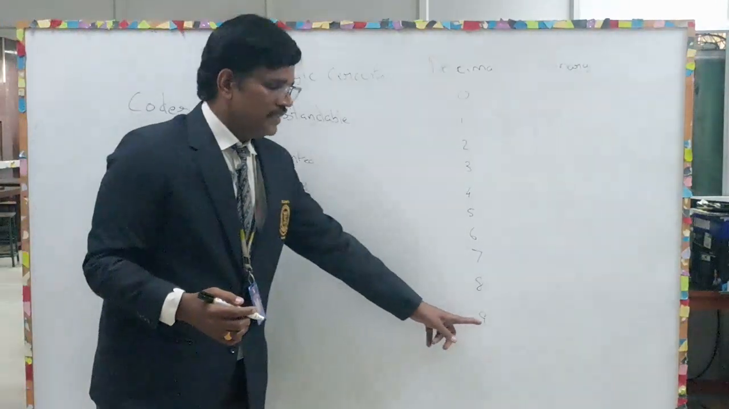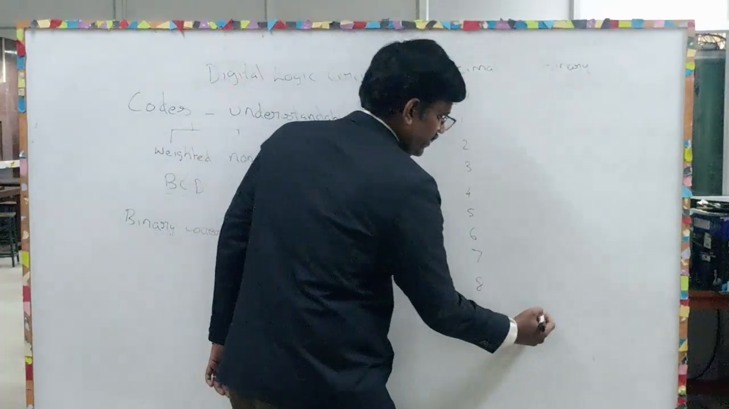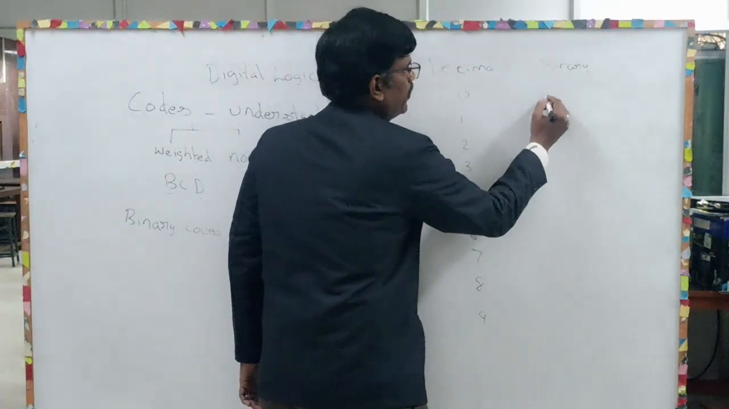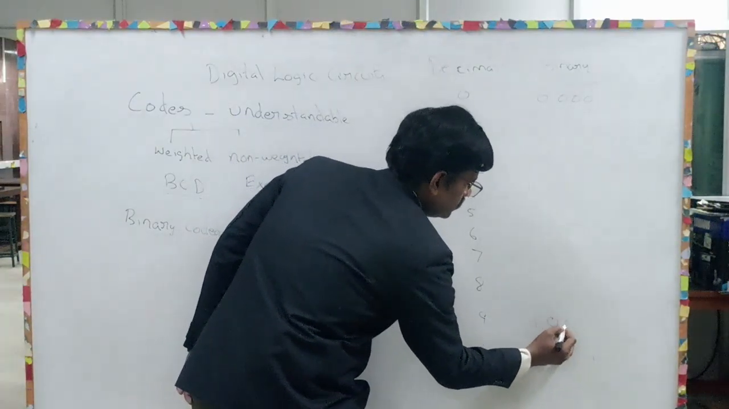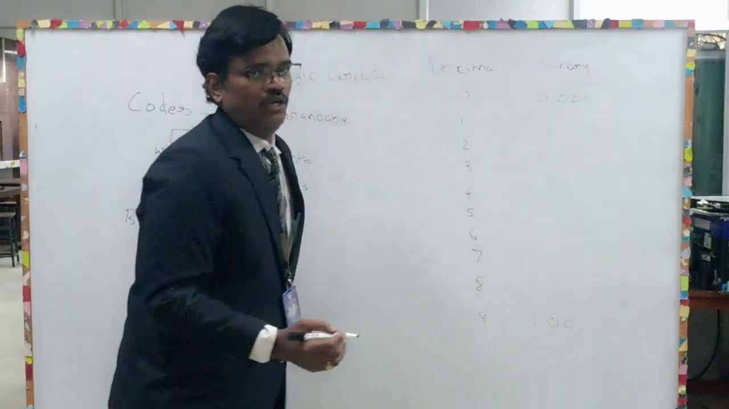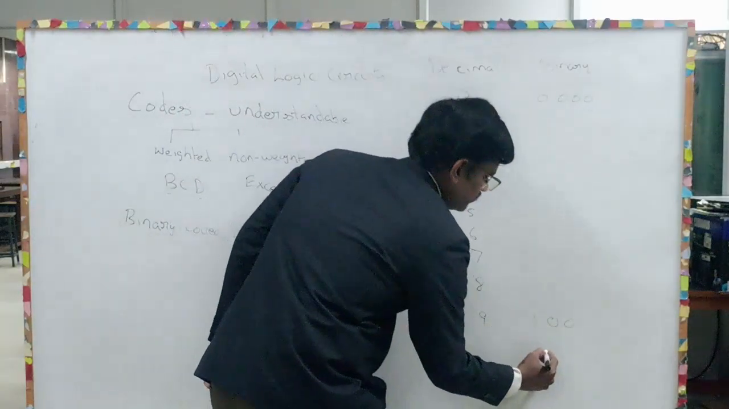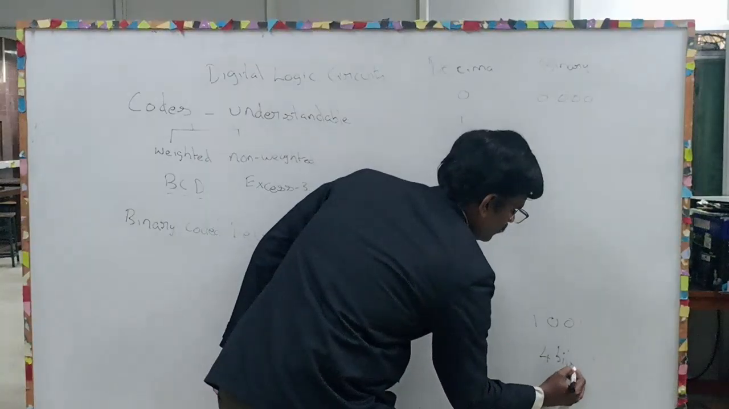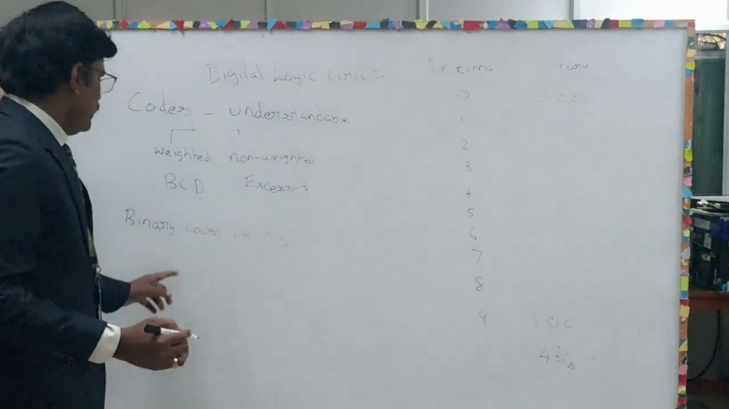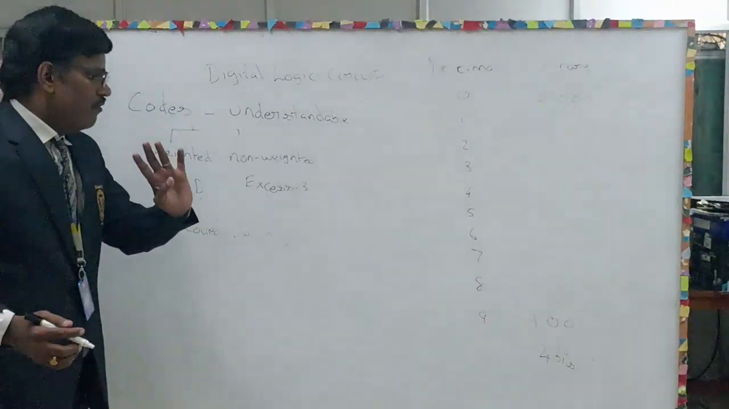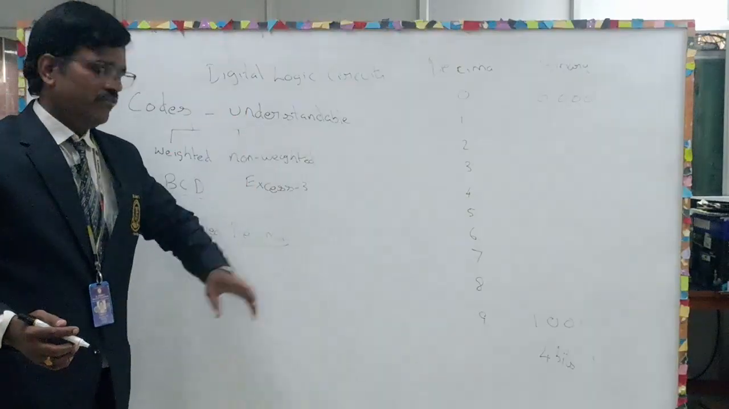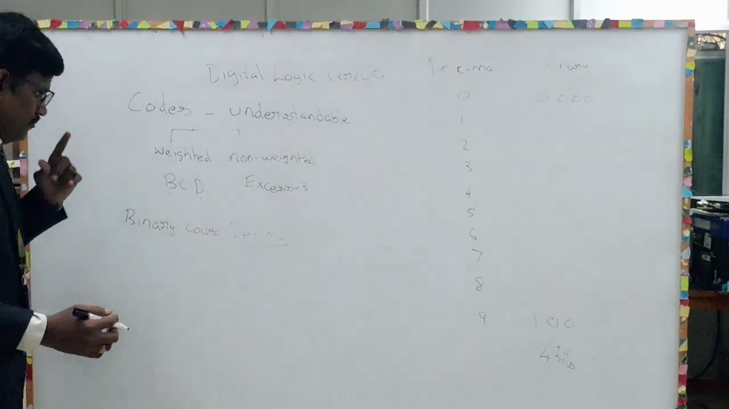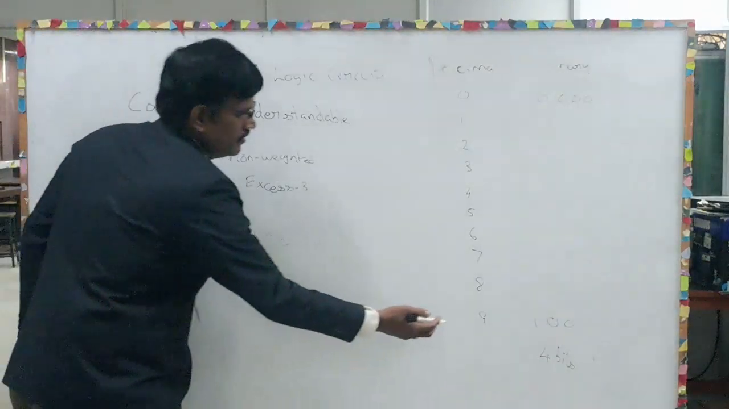So, if you take the binary equivalent, for 0 it is going to be 0 0 0 0, and for the 9 it is going to be 1 0 0 1. So, it requires 4 bits. So, the binary coded decimal is going to be a 4 bit number, available as a 4 bit value.